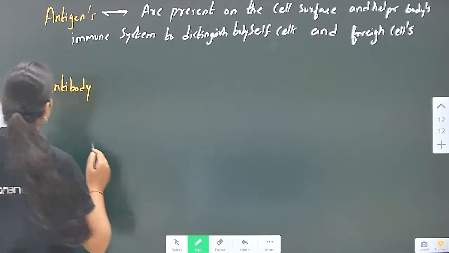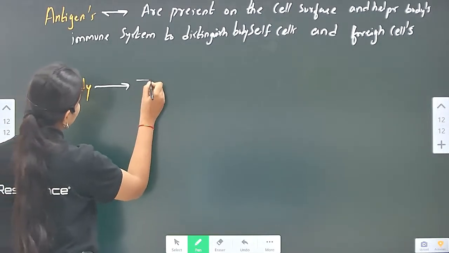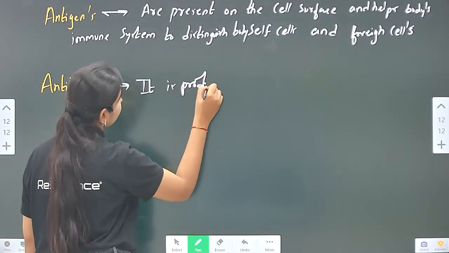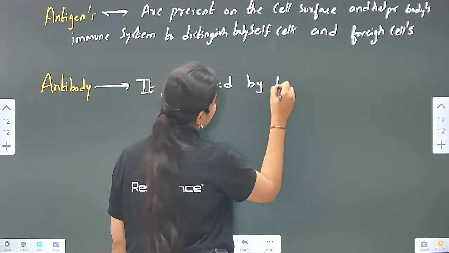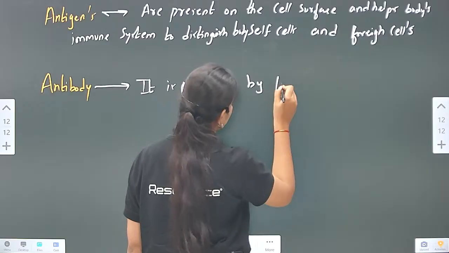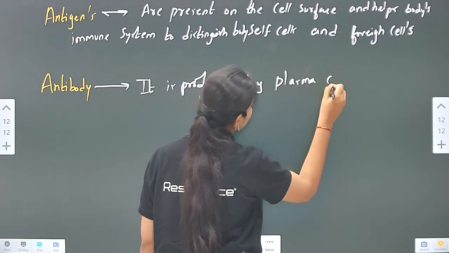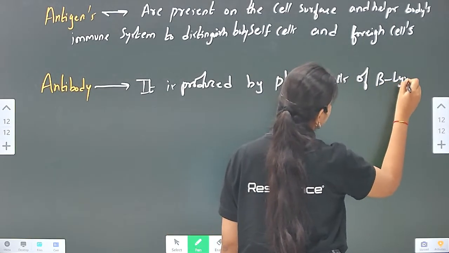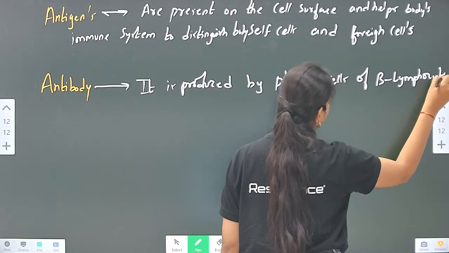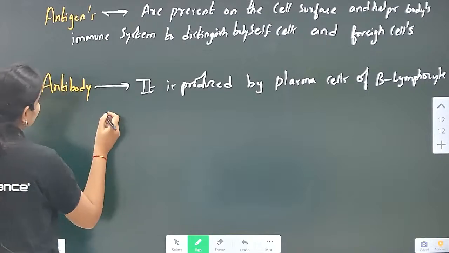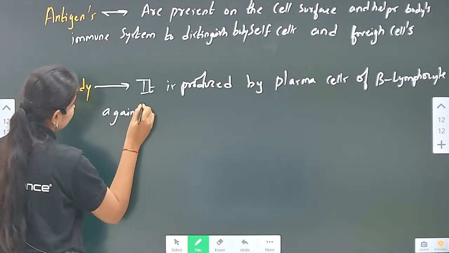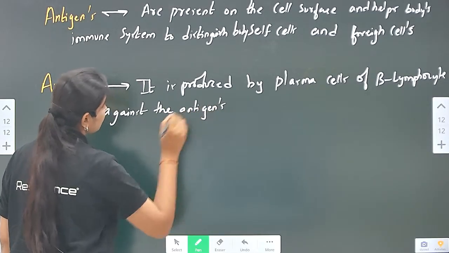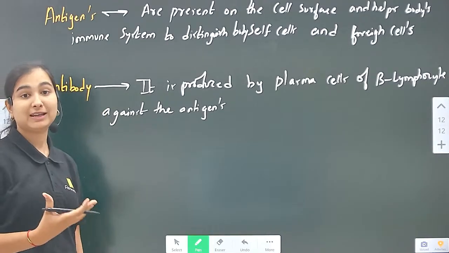Now what exactly is an antibody? It is produced by plasma cells of B lymphocyte, plasma cells of B lymphocyte, against the antigens present or entered into the body.